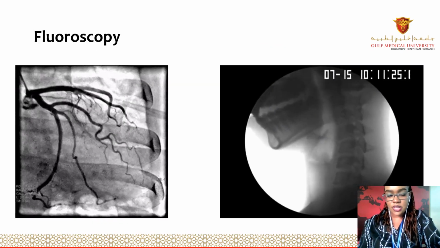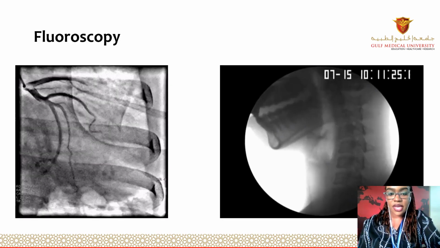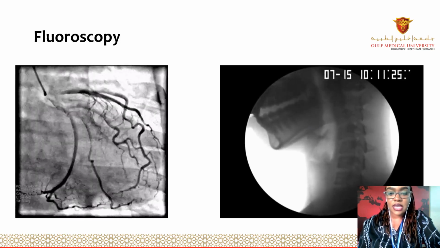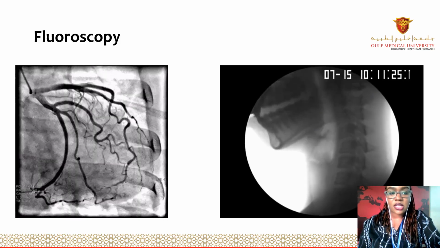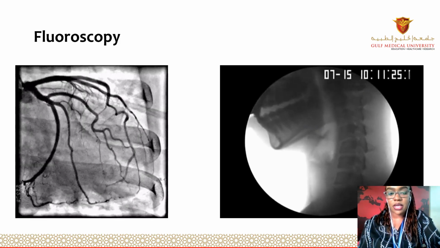Another type of X-ray is fluoroscopy, where we can consider it as a live X-ray. You can see the movement of the organs. For example, here we can see the motion of swallowing, and we can see here the coronary artery of the heart, and we can also check and see the heartbeat.